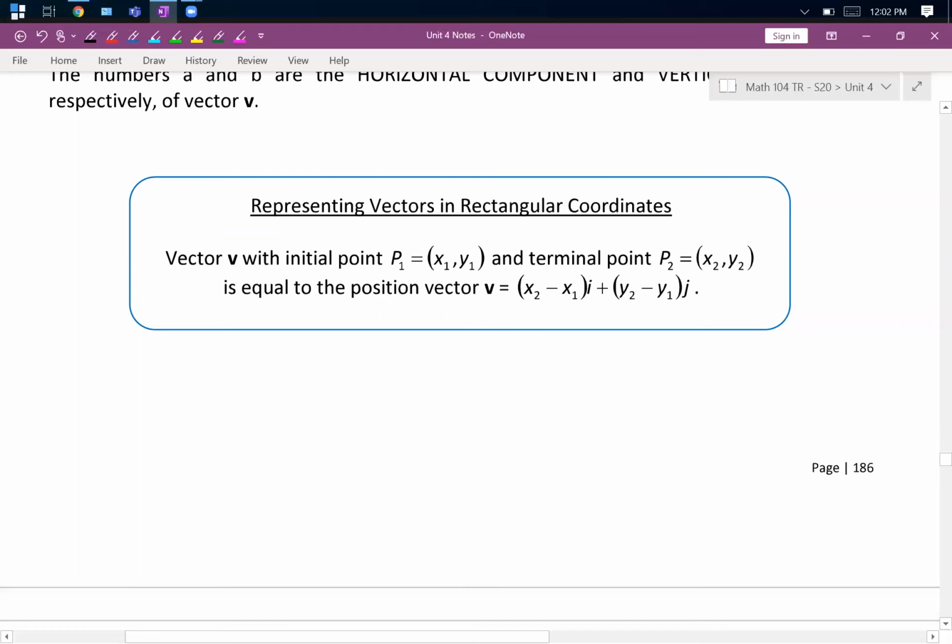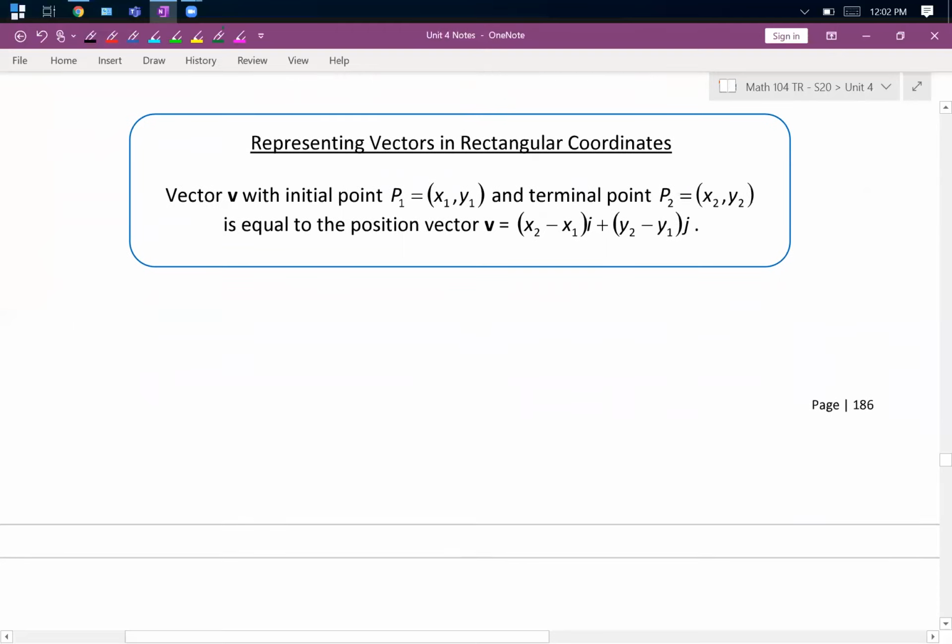We can represent vectors in rectangular coordinates. The vector v with initial point P1 equal to (x1, y1) and terminal point P2 equal to (x2, y2) is equal to the position vector v equals (x2 minus x1)i plus (y2 minus y1)j. Here, let me draw you a picture about this. Well, we know that a position vector starts at the origin, but this didn't say anything about our vector being a position vector.